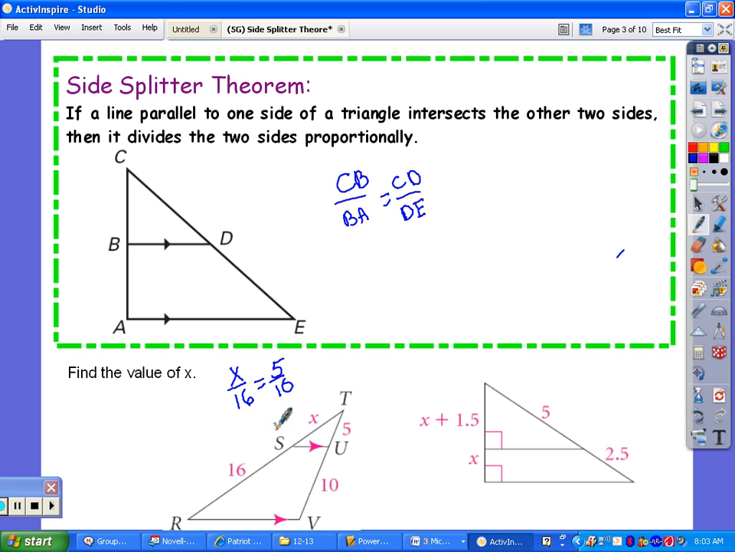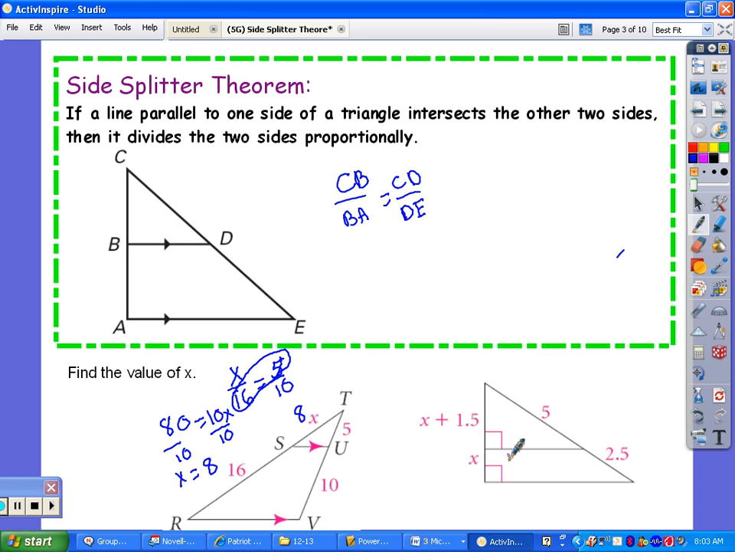But if not, you can always solve a proportion by cross multiplying. So remember, when we cross multiply, we multiply the 16 times 5 and then the x times 10, and then we set them equal to each other. So 16 times 5 is 80, equal to 10x, and then if we solve for x by dividing by 10, we get x to equal 8. And you can always check your answer by plugging it back in. So 8 over 16, if you reduce that, that's 1/2, and 5 over 10 is 1/2. So that means the sides are proportional because they have the same ratio.